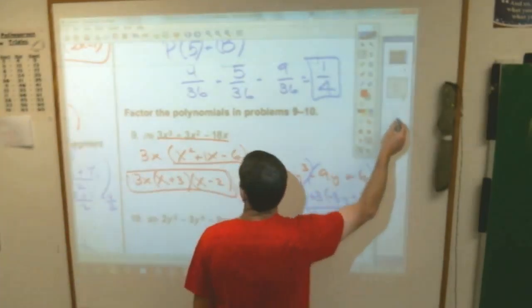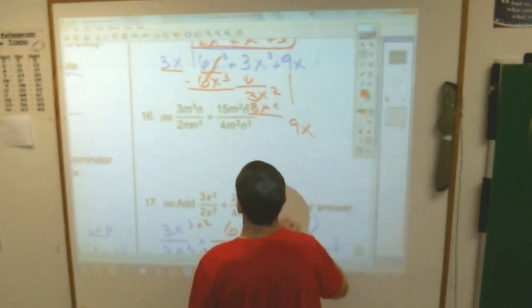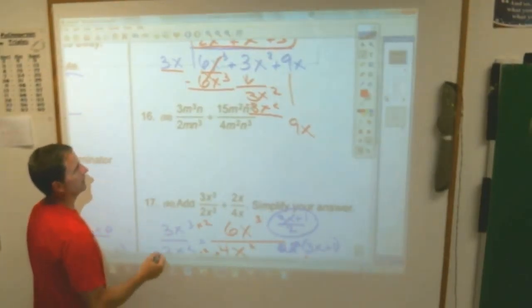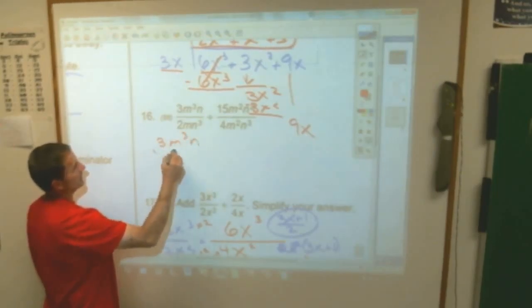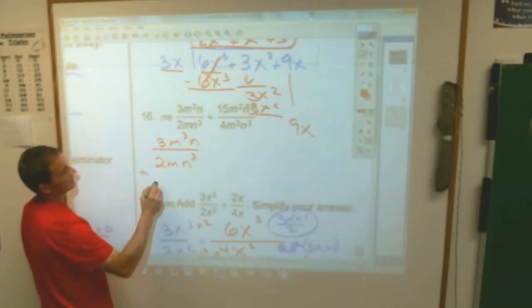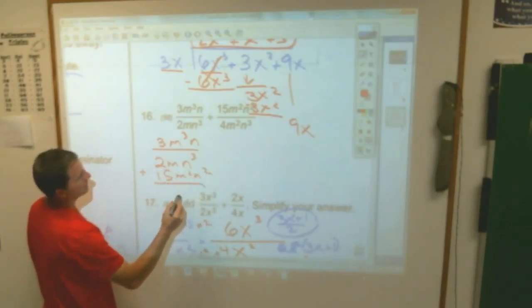16, it's confusing. It's not hard, it's just confusing. I got so confused. 3m cubed n, did you do it on a big piece of paper? No. Oh. Calvin.